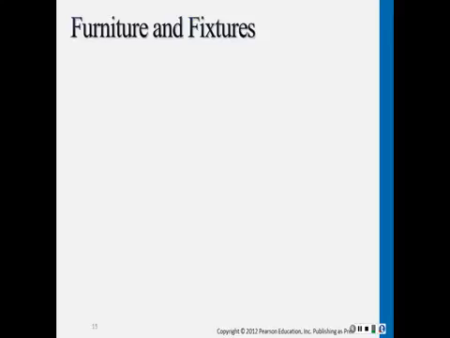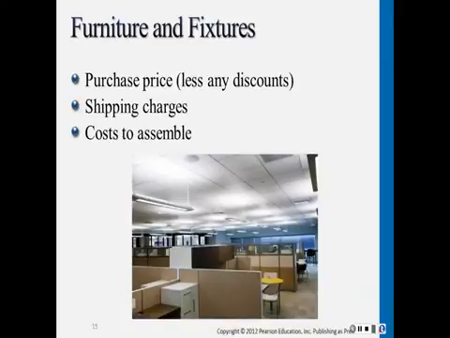Furniture and fixtures includes desks, chairs, file cabinets, display racks, shelving, and so forth. The cost of furniture and fixtures includes the basic costs of each asset, less any discounts, plus all other costs to ready the asset for its intended use.